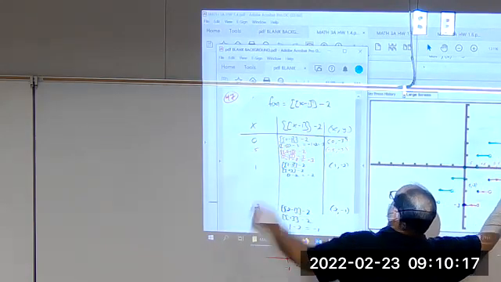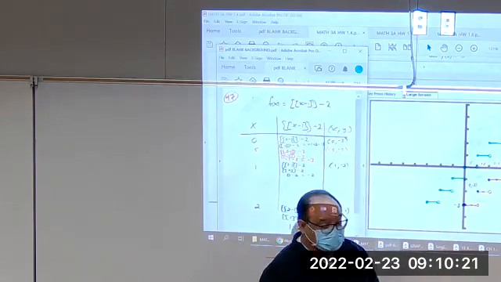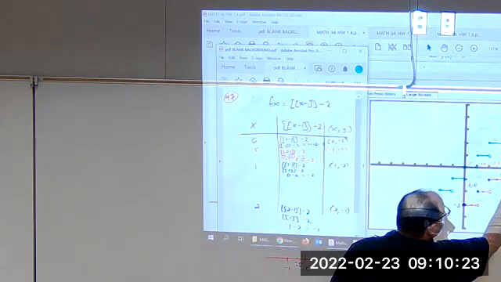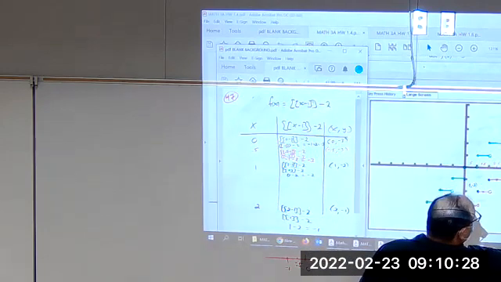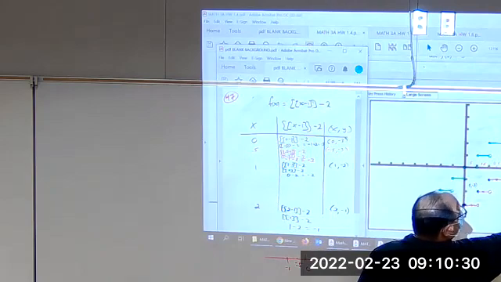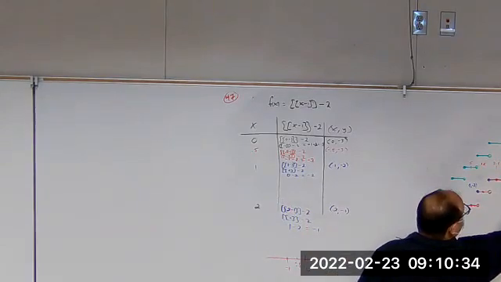Plug in 3. 3 minus 1 is 2. Greatest integer less than or equal to 2, 2. 2 minus 2. These are going to be zeros. Plug in 4. 4 minus 1 is 3. Greatest integer less than or equal to 3 is 3. 3 minus 2 is 1.